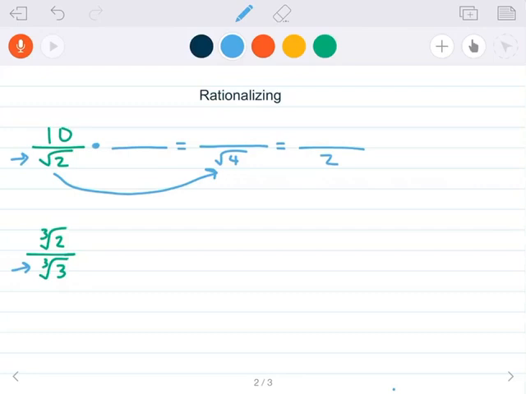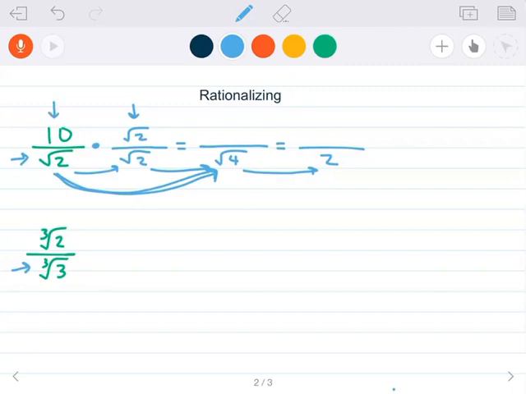So to turn the square root of 2 into the square root of 4, that means I would want to multiply it by itself. So the square root of 2 times the square root of 2 would be the square root of 4, which would be 2. And to make sure I'm not changing my original fraction at all, I need to make sure that what I multiply here is equal to 1. So the square root of 2 over the square root of 2 is 1. So I'm not really changing the original value of my original problem.